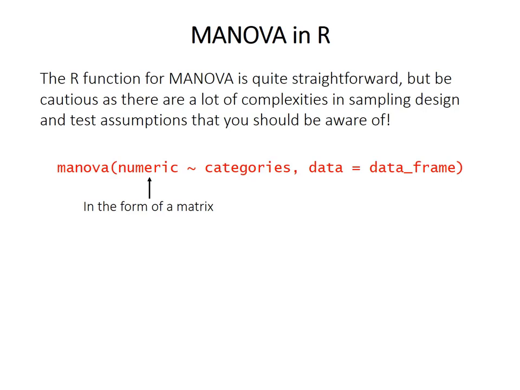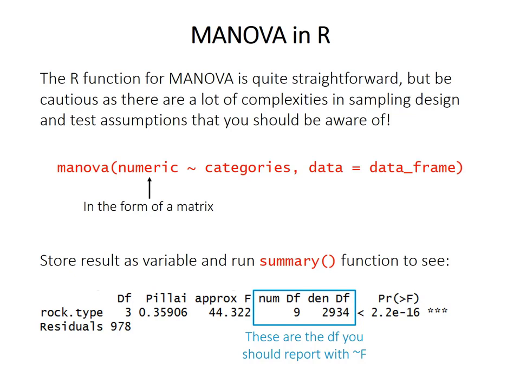So the MANOVA function, called manova, has the same syntax as the ANOVA function aov, which you've already used, or linear models. You use this formula input with the numeric data as a function of the category column in a particular data frame generally. The difference here is that the numeric data must be a matrix because we have multivariate data. You'll have multiple columns in a matrix for each of your variables, as opposed to ANOVA, where you just have a single vector for your data. So you should store the result as a variable and then run the summary function to see the details.